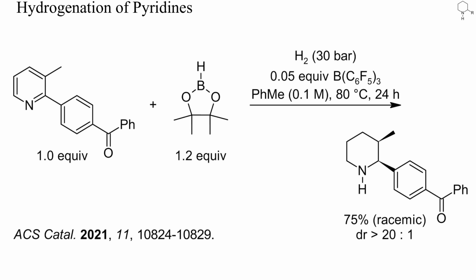In such instances, hydrogenation with an excess of a strong acid or a reduction by metals or by hydroboration may be more successful. Here, a pyridine was hydrogenated with the aid of boranes, without any transition metal catalyst. The benzophenone substructure remained unchanged.